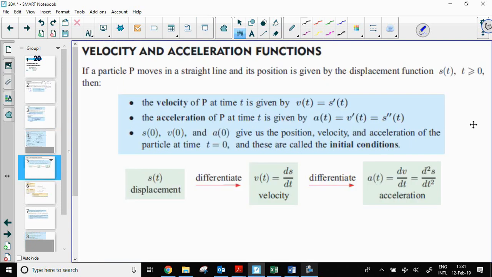All right, the remaining problems we look at will deal with instantaneous velocity and acceleration. Recapping what we said earlier, v of t is equal to s prime of t, and a of t is equal to v prime of t, which is equal to s double prime of t. These two right here give us the initial conditions, because that's when time is equal to 0.